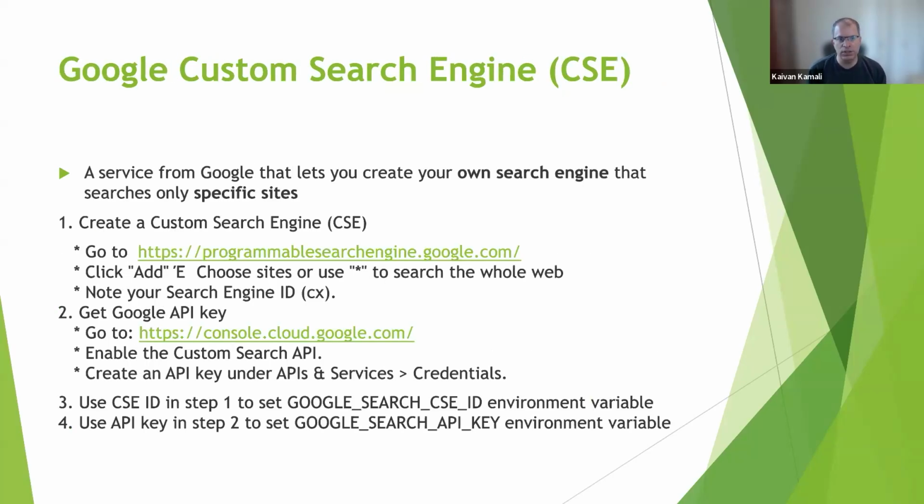Google Custom Search Engine is another, it's a Google Search API. It's a service from Google that lets you create your own search engine and search only specific sites. So you need to first create a custom search engine. You go to this URL and you click add, and you choose the sites that you want to search, or star if you want to search the whole web. Make a note of your search engine ID, and then you also have to get a Google API key by going to the website listed. And you need to set two environment variables, the search engine ID to CSE ID, and the Google API key to Google Search API key environment variable.